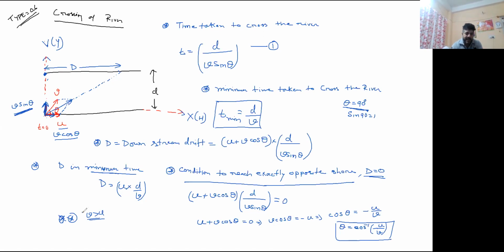So this condition arises only when V is greater than U, meaning you are able to reach the exactly opposite shore. If your U is greater than V, you are never able to reach the opposite shore. Clear? Is it okay? Now small d, what does it mean? The width of the river, width of the river.